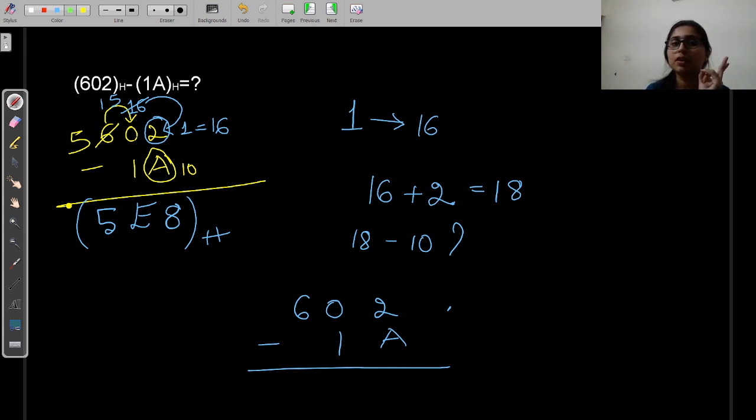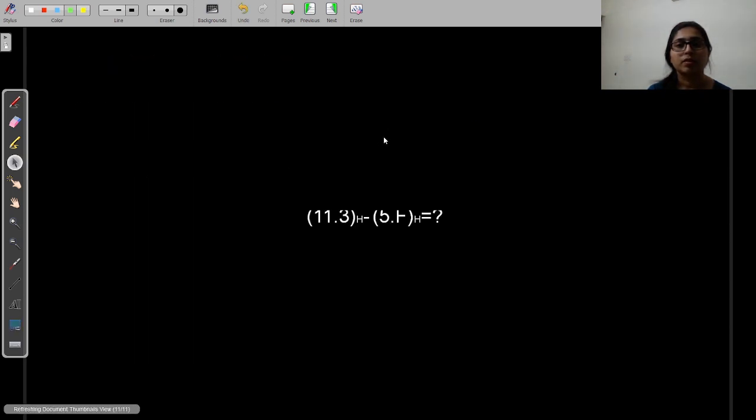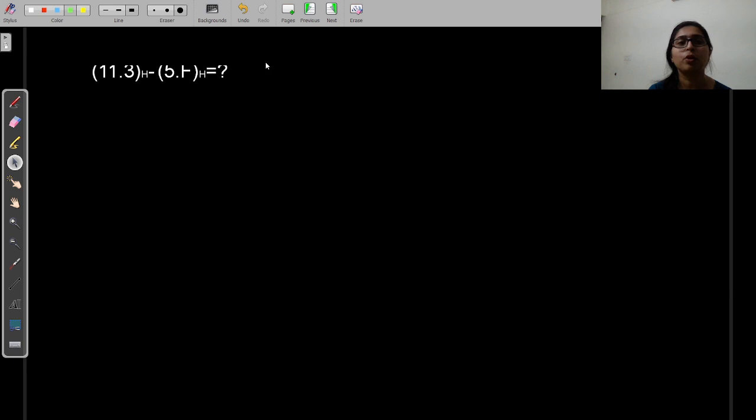So here it is given to 0 first, next again it is given to 2. So when 0 has got 16 value, when it is giving a borrow, again you have to subtract it. So it is left with 15. Okay, so you have to subtract it. So this is the method. So now let us take the last problem, that is 11.3 minus 5f.